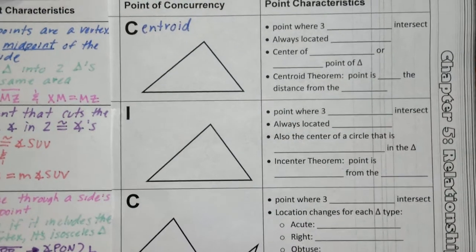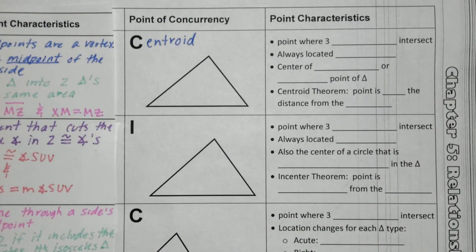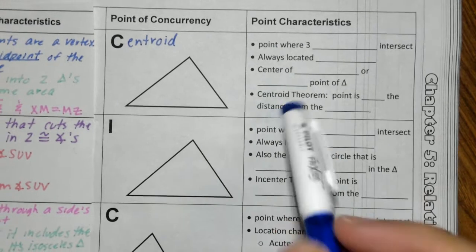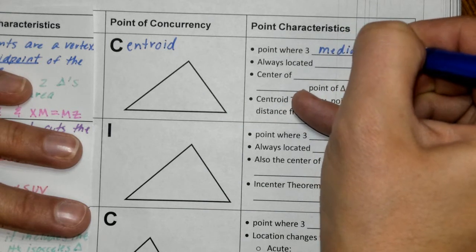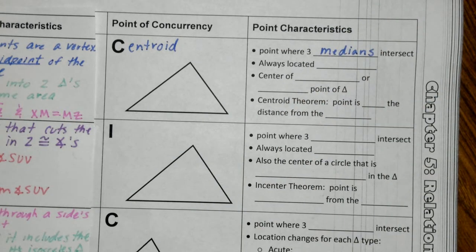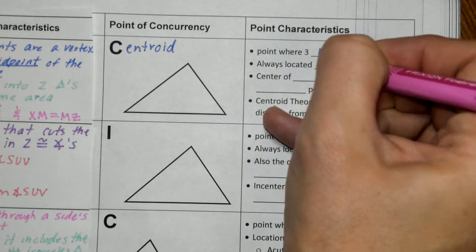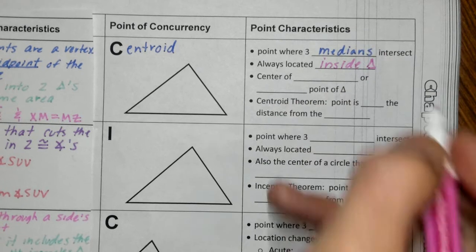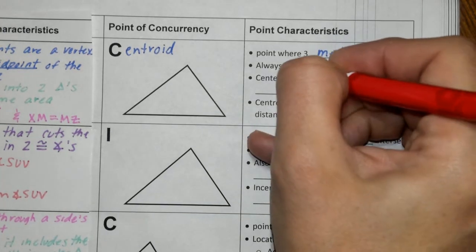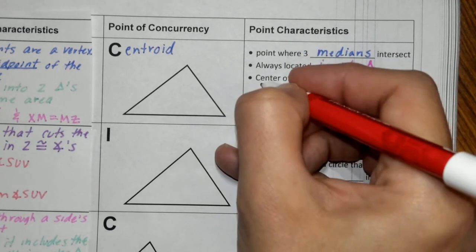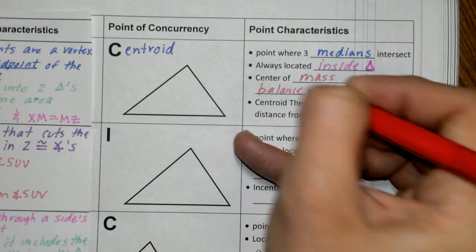Okay, kind of sounds like a biorobotic alien or something. Now your centroid, when we fill in these blanks over here, is going to be where three medians intersect. When they intersect, this point of concurrency is going to be inside the triangle. All the time, no matter what kind of triangle we have, the centroid for your medians will always be inside the triangle. And as stated in the previous notes, this is going to be your center of mass or balance. It's going to be that balance point.